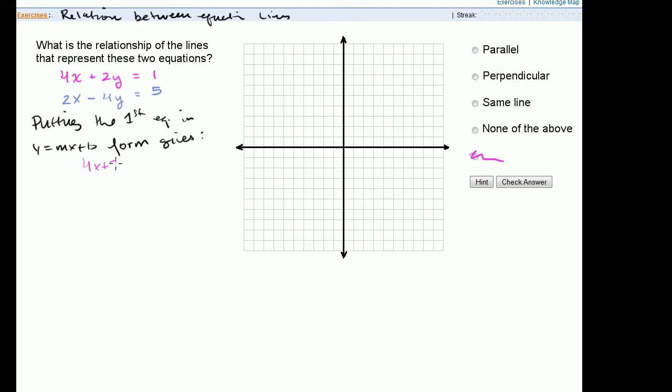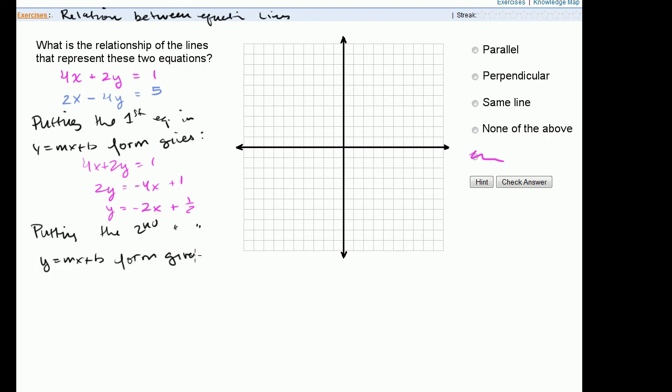4x plus 2y is equal to 1. 2y is equal to negative 4x plus 1. Y is equal to negative 2x plus 1/2. And then the next hint: putting the second equation in y is equal to mx plus b form gives. And then you do the second equation.